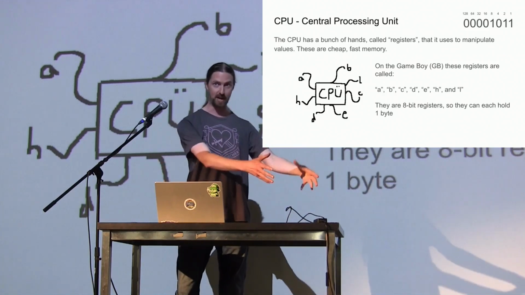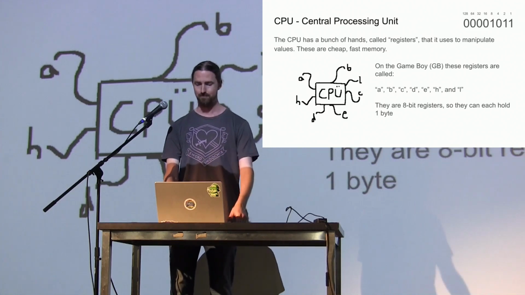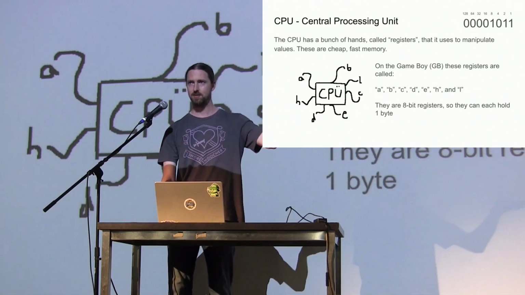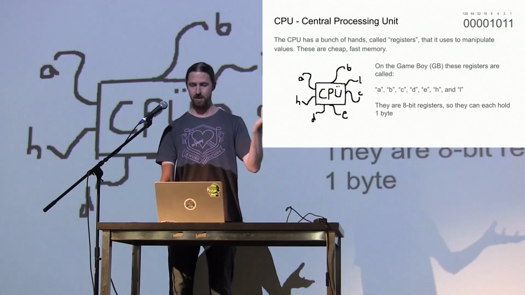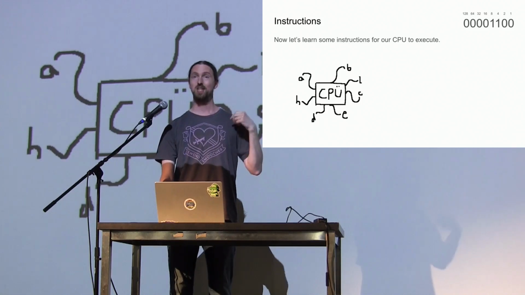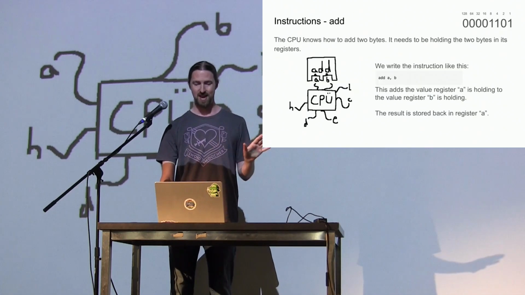So it's like if you had a bunch of buckets and you named the buckets, that would be exactly what this is doing. They're 8-bit registers. So each of these hands, each of these many tentacles, can hold one 8-bit value. So now a CPU executes instructions. And here are some instructions, 2 instructions, real quick.